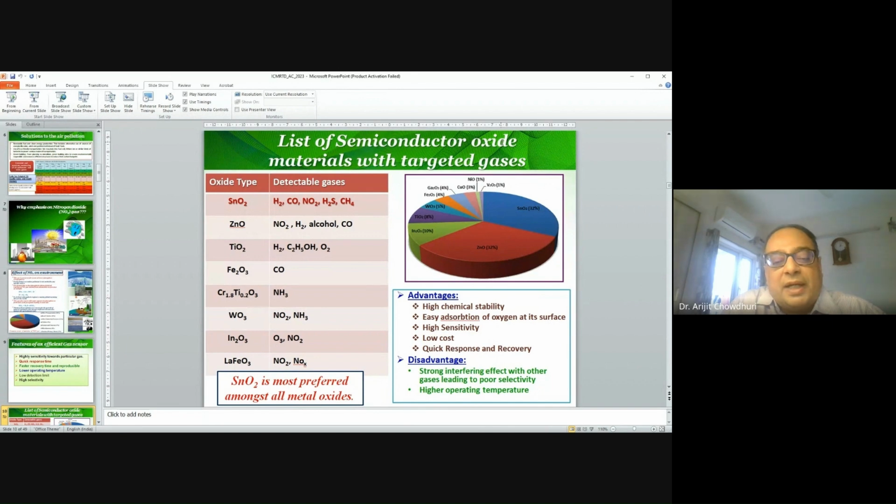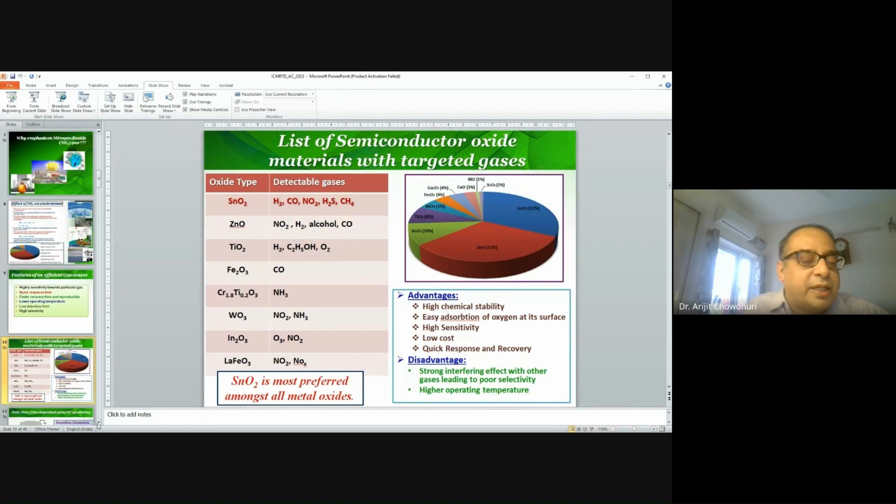Advantages include its high chemical stability. It has easy adsorption of oxygen on its surface. It is highly sensitive, low cost, and exhibits quick response and recovery. But the main disadvantage that tin oxide suffers from is that it is prone to strong interference effects from other gases, and that leads to poor selectivity, and it has a higher operating temperature compared to other metal oxides.